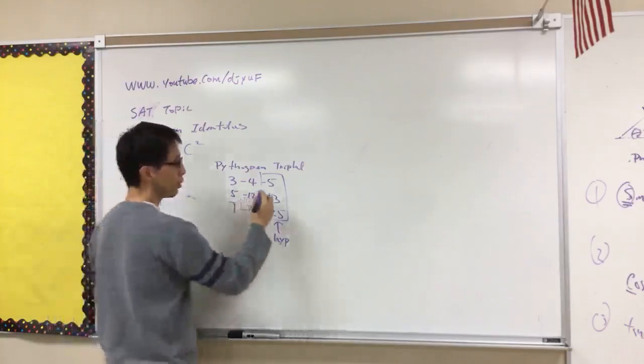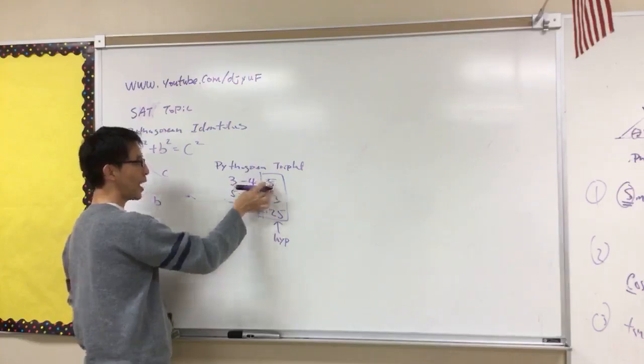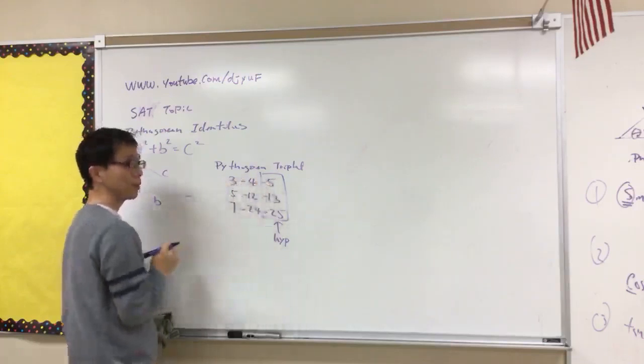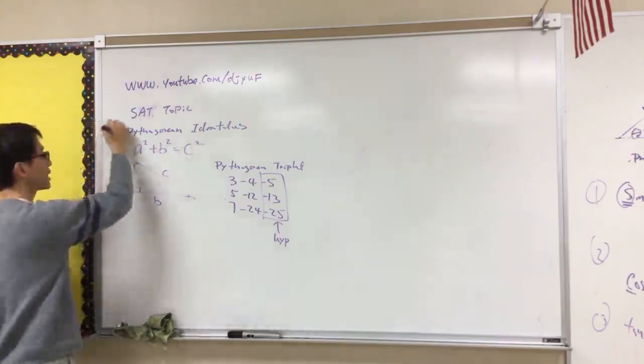Okay? So when you see those, when you see the numbers 5 and 3 here, it's probably the middle part is gonna be 4. So this is a Pythagorean triplet. What else? Well, that's the first part.